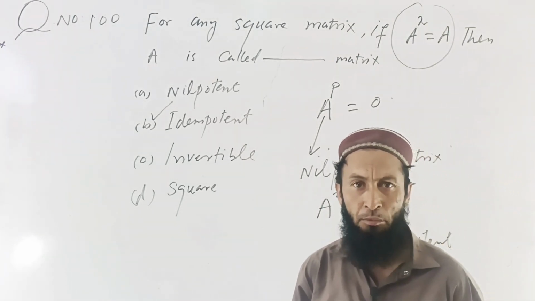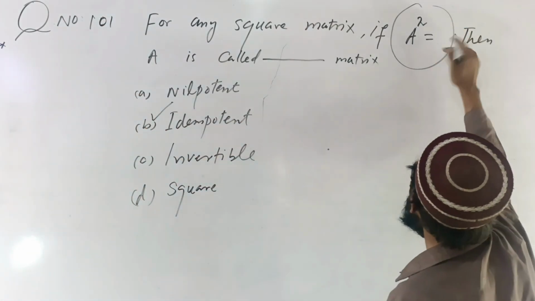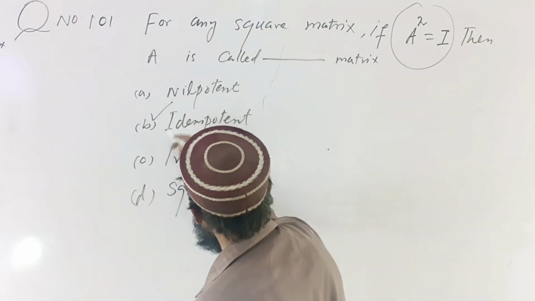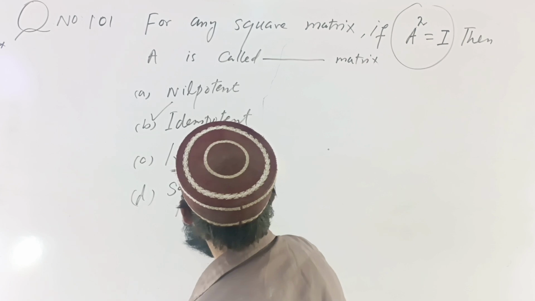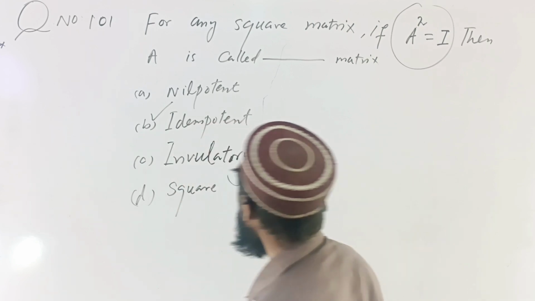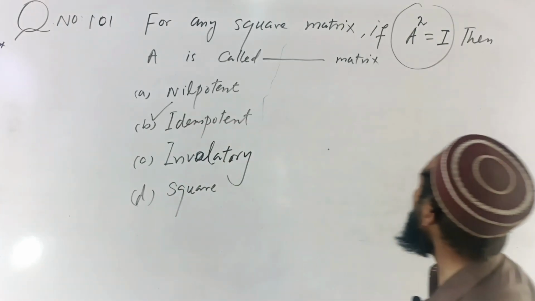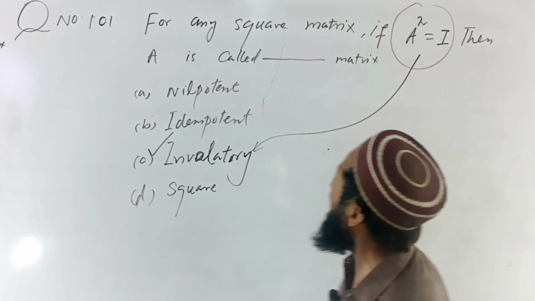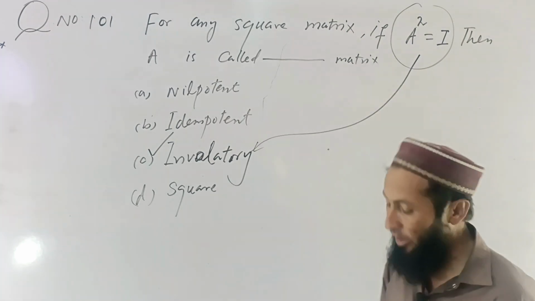For any square matrix, A square is equal to 1, meaning here A square is equal to the identity matrix, and if you change here, it is an involutory matrix. This is the definition of an involutory matrix. So the correct answer will be involutory matrix. In case of a square matrix, if A square is equal to the identity matrix, then A is called an involutory matrix.